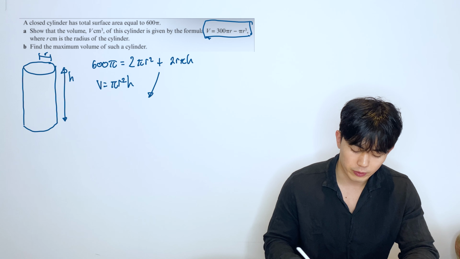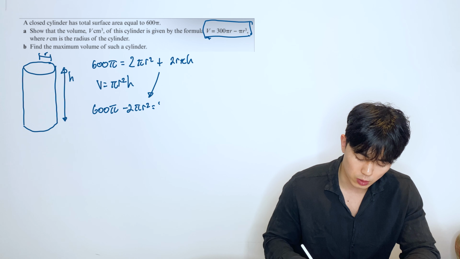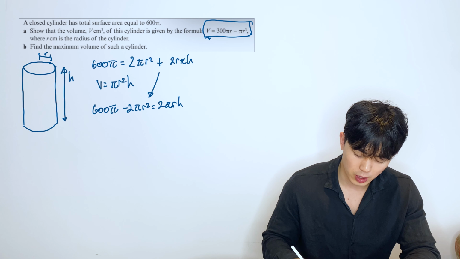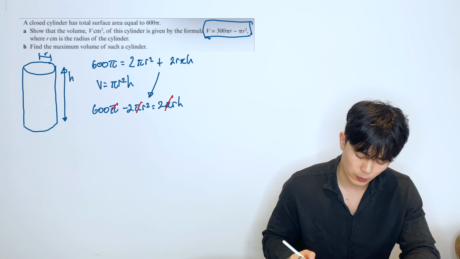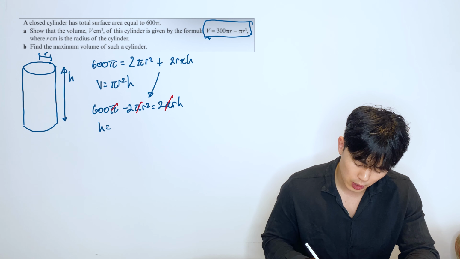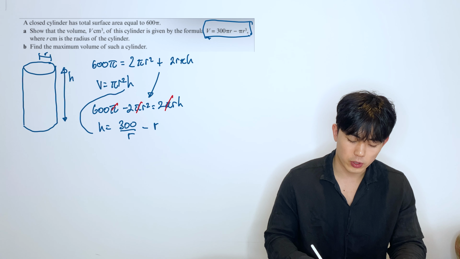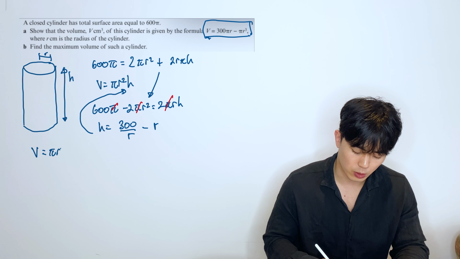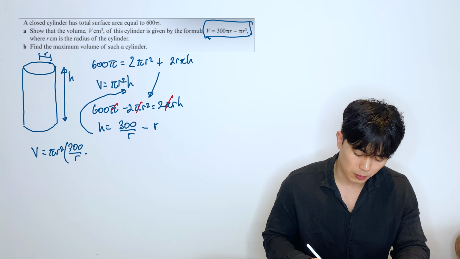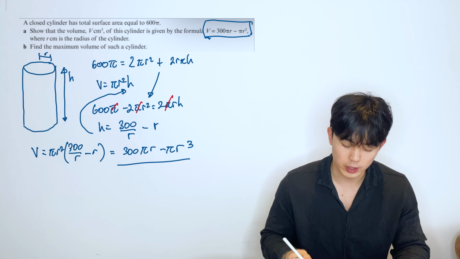So from this initial one, let's rearrange for h. So 600 pi minus 2 pi r squared is 2 pi r h. We can cancel some terms, and then we can divide by 2r, so h is going to give us 300 over r minus r, just r, like this. Okay, so that's what our h is going to be, which I'm now going to substitute into the volume equation to get V. So V is equal to pi r squared times 300 over r minus r, which I can expand the bracket, so you get 300 pi r minus pi r cubed. So that's what they wanted in part A.